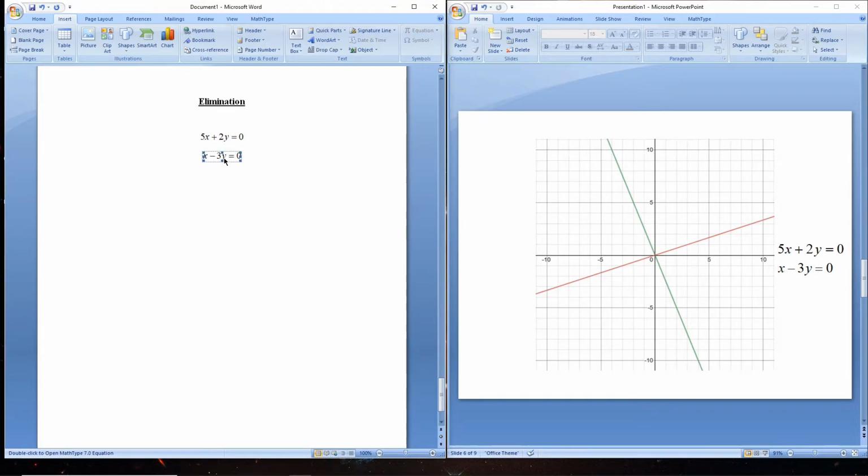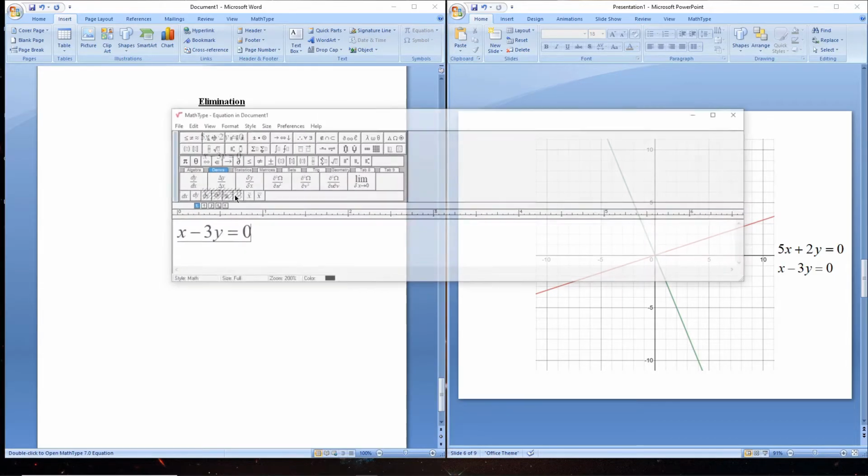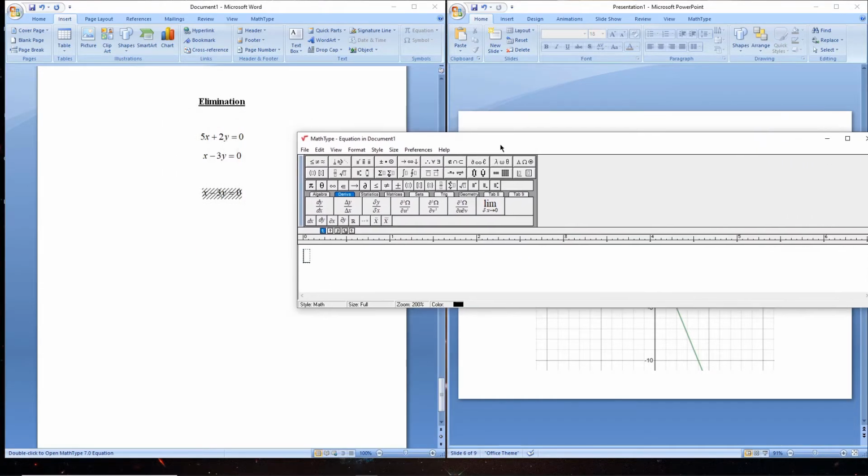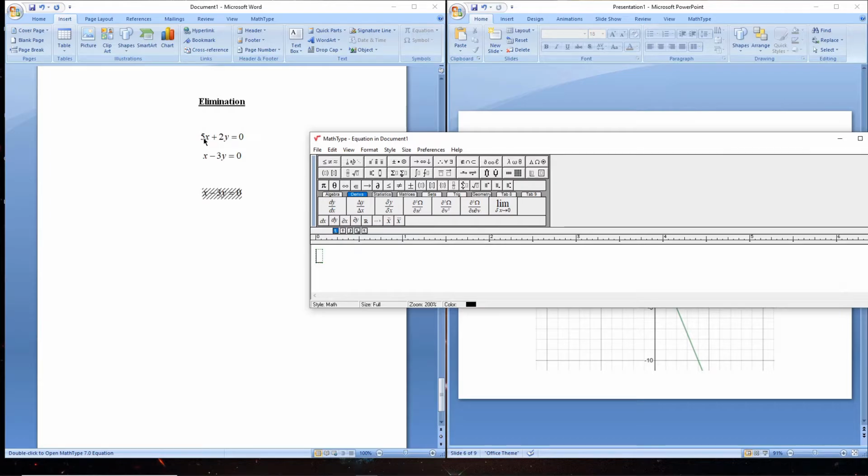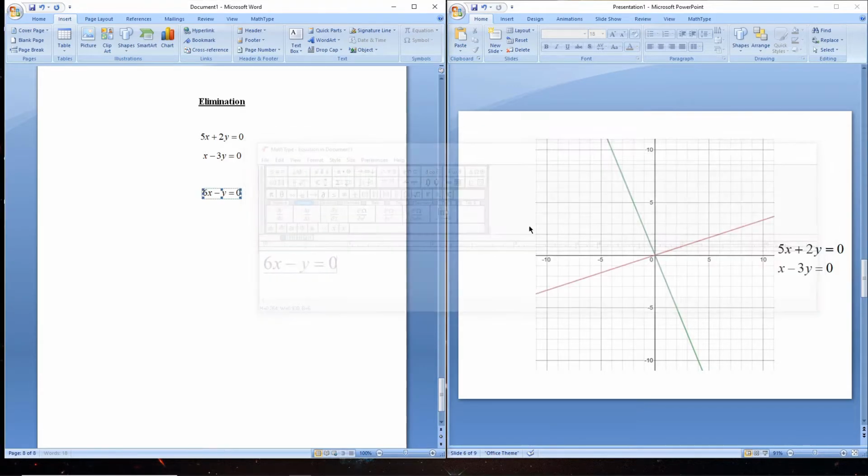If we add these two equations together, so if we just add these together, we'd have 5x plus x to get us a 6x, a 2 minus the 3 to get us a minus 1, and of course 0 and 0 is 0. So if we just added these together, we still have an equation of two variables, and we can't solve that. So that's not something we'd want to do.